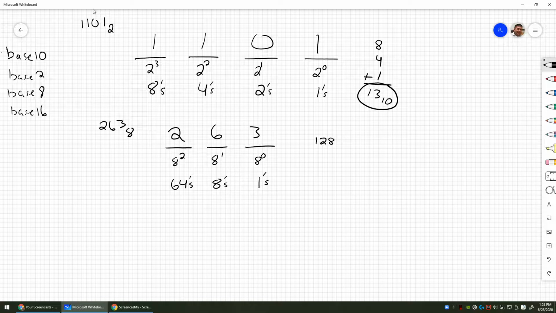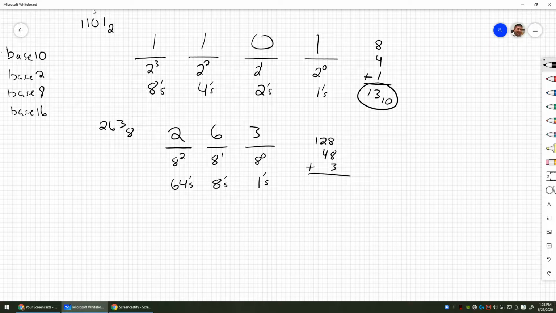This is saying I have 6 eighths. Well, what's 6 times 8? 6, 12, 24, 48. Okay. So I have 48 there. This is saying I have 3 ones to tack on to the end.